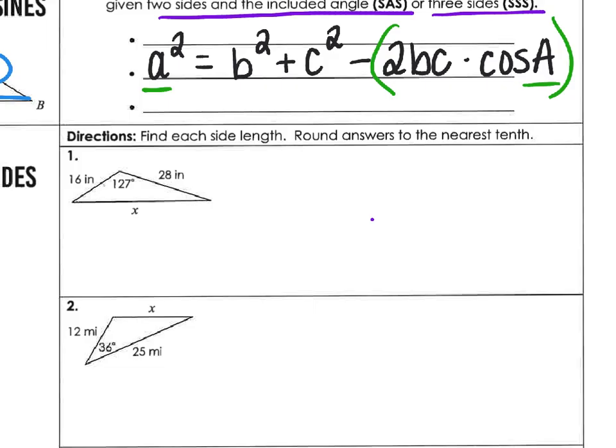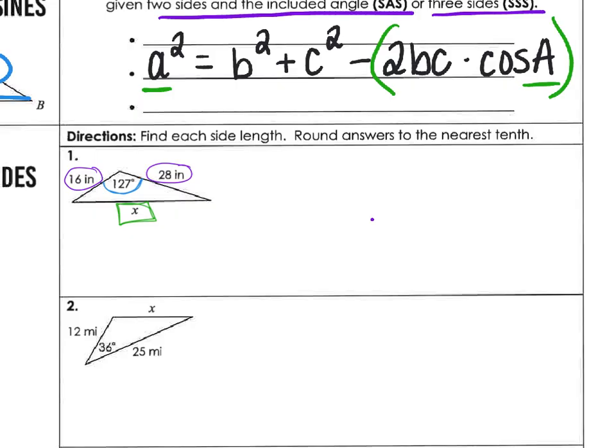Now an example. We have a given angle, 127 degrees, a side and a side, and we are asked to solve for x, which is across from 127. Our first hope would be to use law of sines because the formula is way easier to set up, but we don't have enough information here. We don't have two angles to subtract and get a missing angle, so we have to use law of cosines.